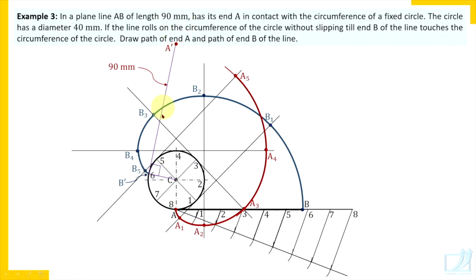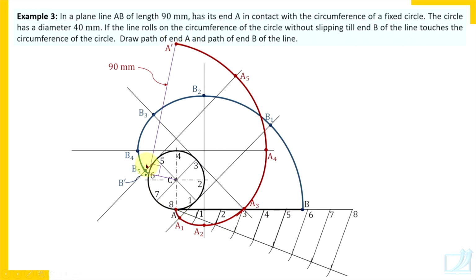What is length A dash B dash? 90. What is length AB? 90. Length A1 B1 is also 90. Length A2 B2 is also 90. Because these tangents are nothing but positions of line AB, this is the final position of line AB, A dash B dash. So that means when point B moves from B5 onwards and comes in contact with the circumference of the circle, point A moves from this position to the final position. So complete the curve for point A also.